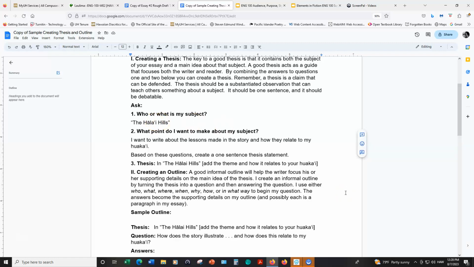And it might be easier for you, just in general, a little side note, to add a Hawaiian keyboard to whatever device you're using to type your assignments for this class. It'll save you time, and it's easy to add.